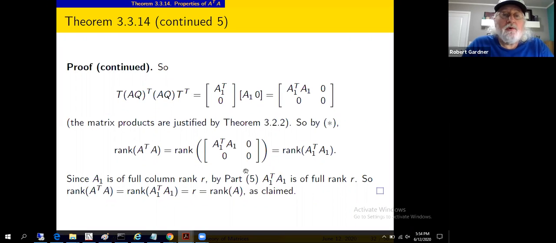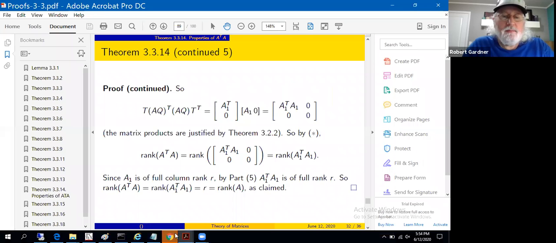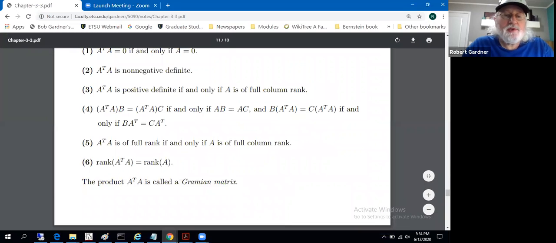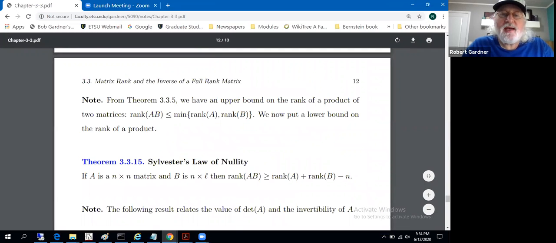So we've shown the rank of A transpose A equals R. And R is the rank of A. And there you go. The rank of A transpose A equals the rank of A. That was the claim. Back to the notes. Okay, that finishes up this A transpose A stuff, this Gramian product stuff.